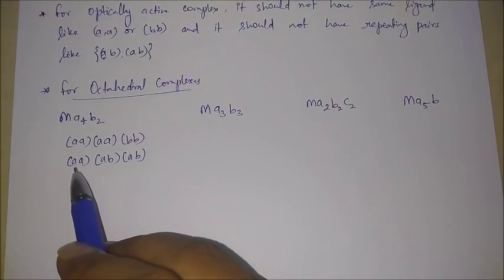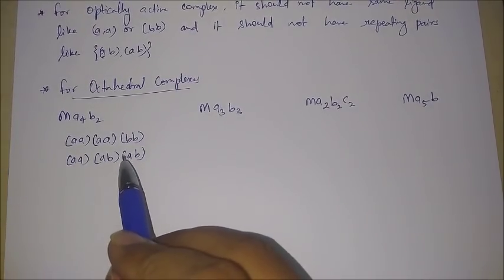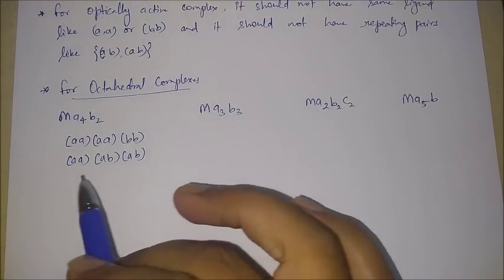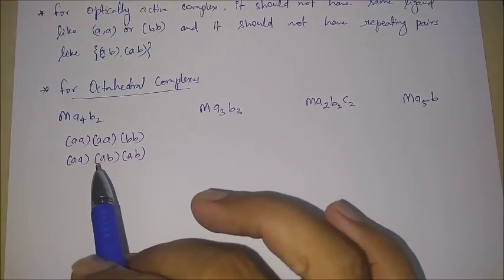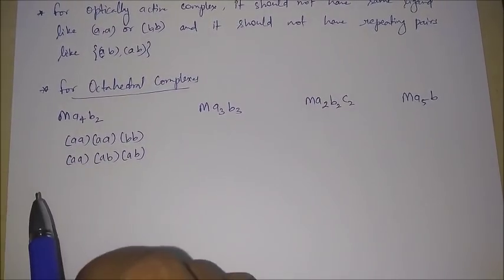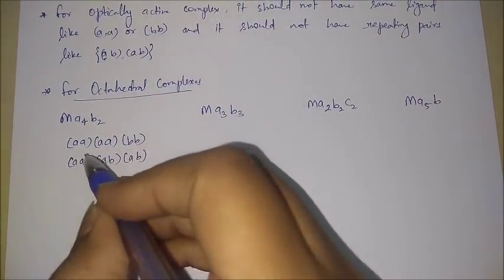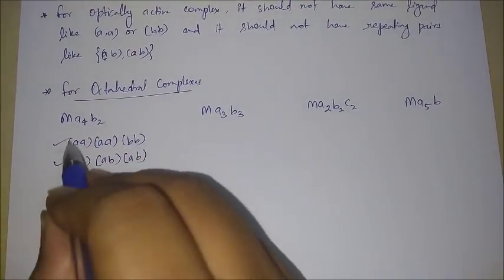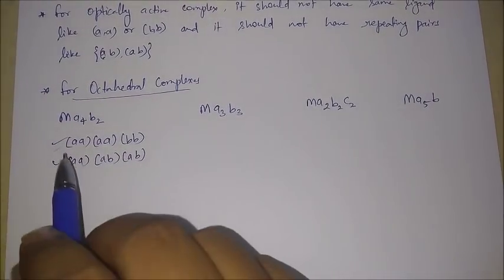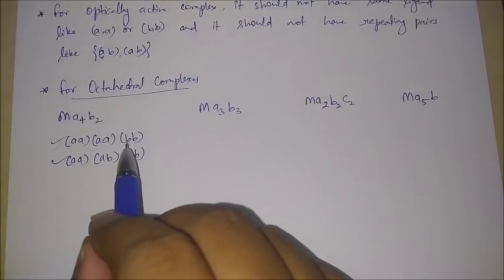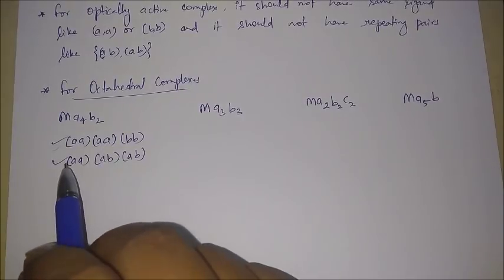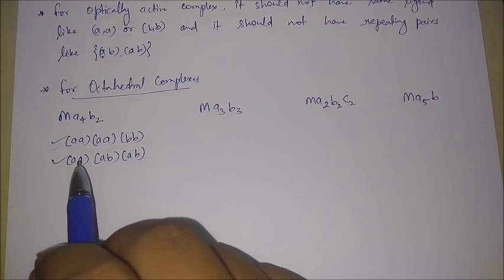So their positions don't matter, you cannot switch them. Just the pairing should be unique. All right, so here you have two geometrical isomers: one way of arrangement and a second way of arrangement. And if I ask you whether these are optically active or not, the first one will be optically inactive. Why? Because the ligands are paired over here, and here also we have one of the pair, so that's why it is optically inactive.